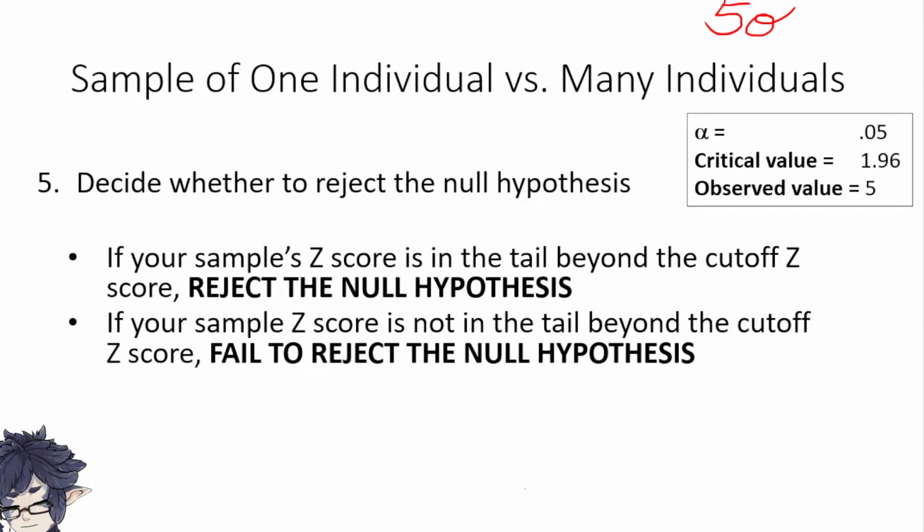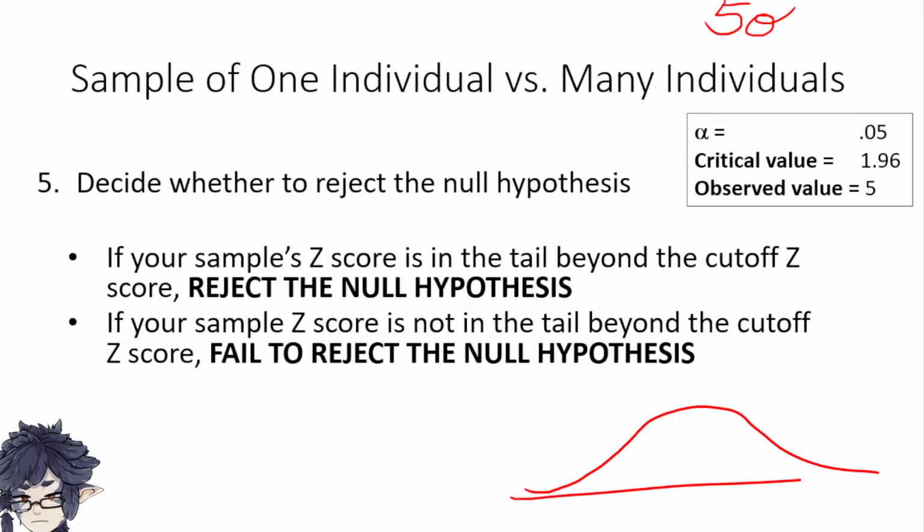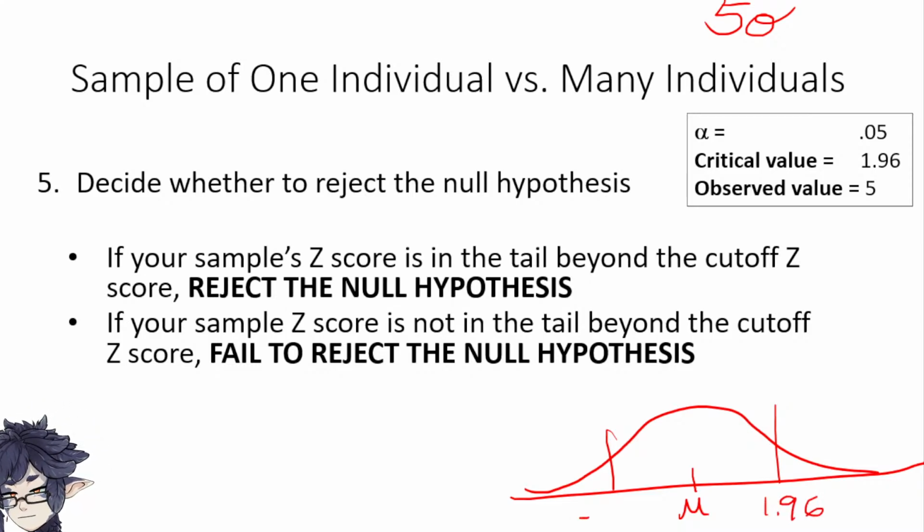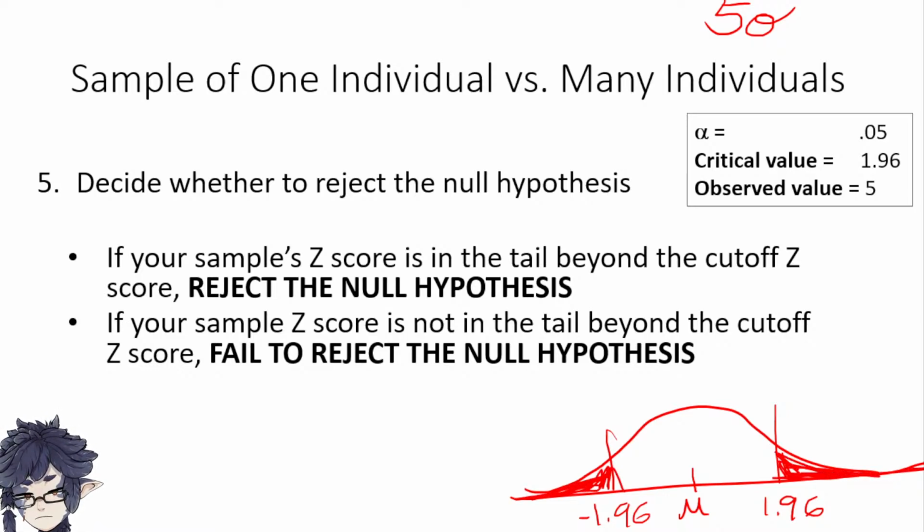Okay, so here's our distribution. Here's our population mean of 70. Our cutoff for significance is beyond plus or minus 1.96. So we need to be beyond that cutoff. We need to be in the critical region, the shaded area, to reject the null.